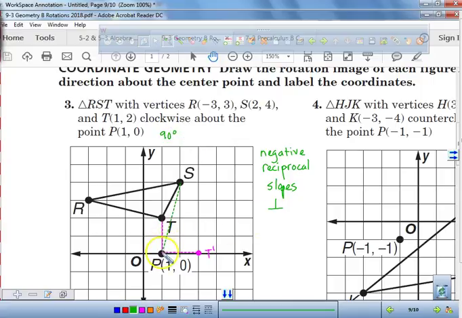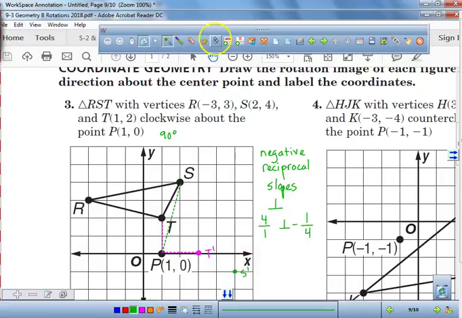So would you guys look from P to S? What's the slope? How much does it go up? It goes up 4 and over 1. Up 1, 2, 3, 4, and over 1. What would be the perpendicular slope? It's going to be a negative 1 over a 4. So from here, I want you to go down 1 and over 1, 2, 3, 4. Put a point and call it S prime.